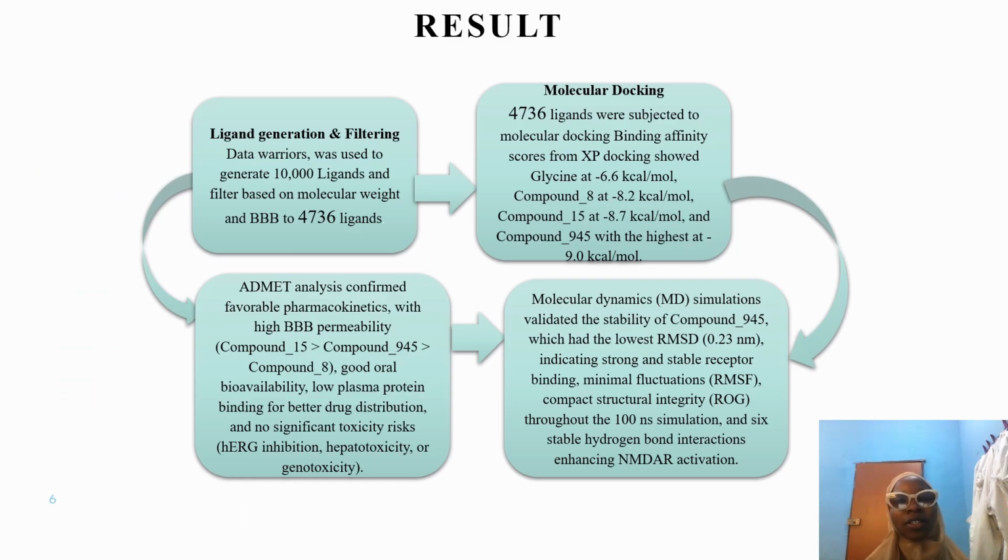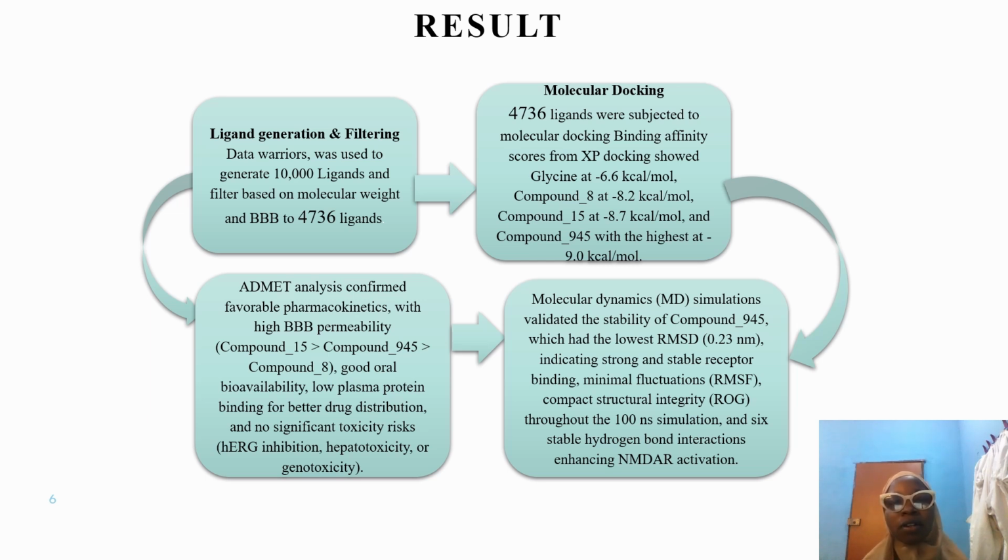10,000 ligands were generated from Data Warrior, and it was screened down to 4,736 ligands based on molecular weight and blood-brain barrier permeability. The 4,736 ligands were subjected to molecular docking, both standard precision and extra precision, in order to remove false positives. Extra precision docking shows that 3 compounds have better binding affinity compared to glycine, with compound 945 being the compound with the highest binding affinity of -9.0 kilocalorie per mole.